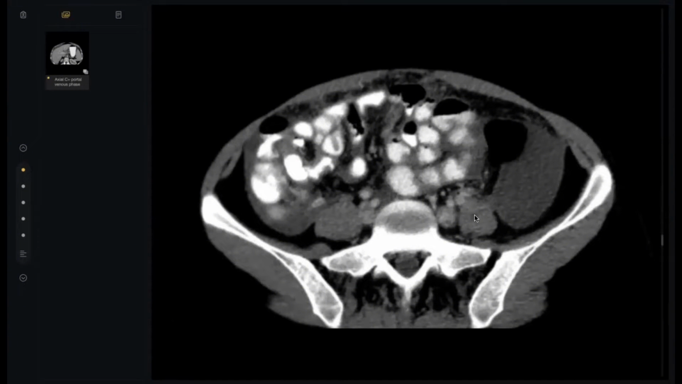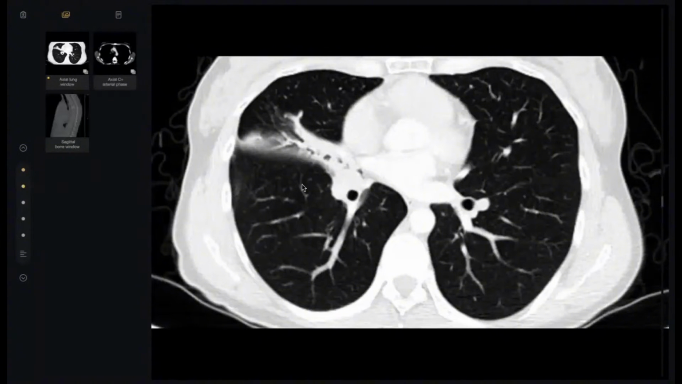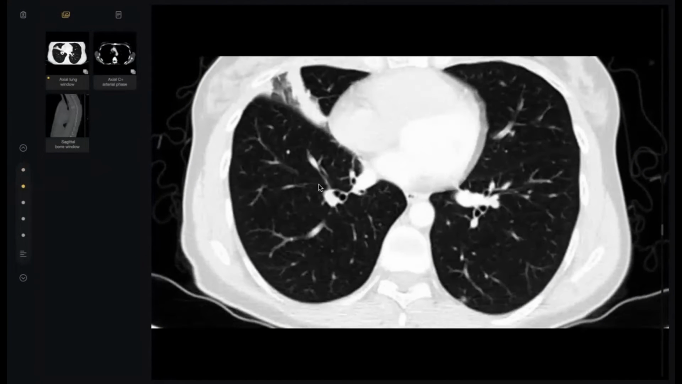What is your next step? So I would like to go for ultrasound and then MRI. But the patient has cough. Do you assess the cause of cough? Yes, sir, I would like to do CT chest.